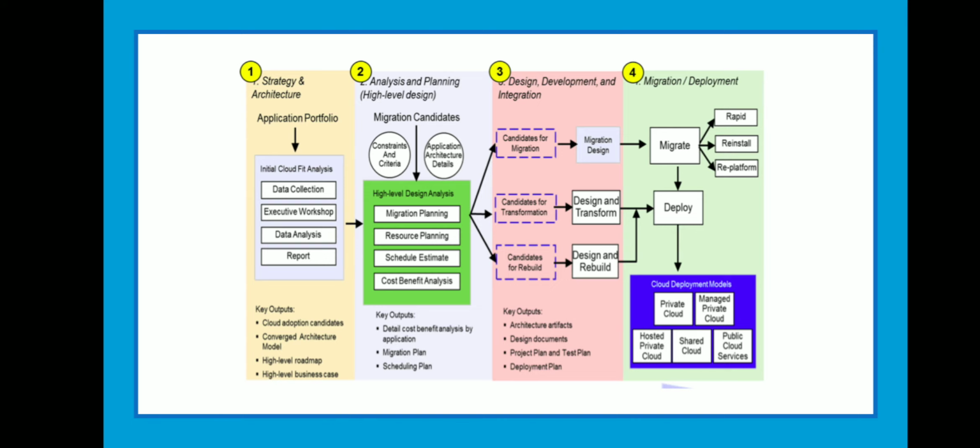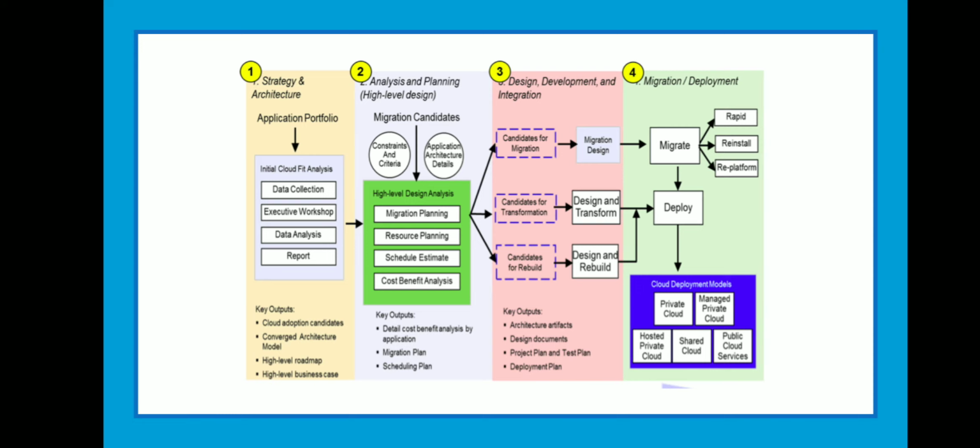Now, from the design, development, and integration perspective, after the applications are analyzed and classified, the next step is to perform required design and development changes to the application, including integration changes to ensure the applications run smoothly in the cloud. The design, development, and integration activities for each classification will be different. So, the key output of this step includes some of the architectural artifacts, design documents, project plan, test plan, and deployment plan.